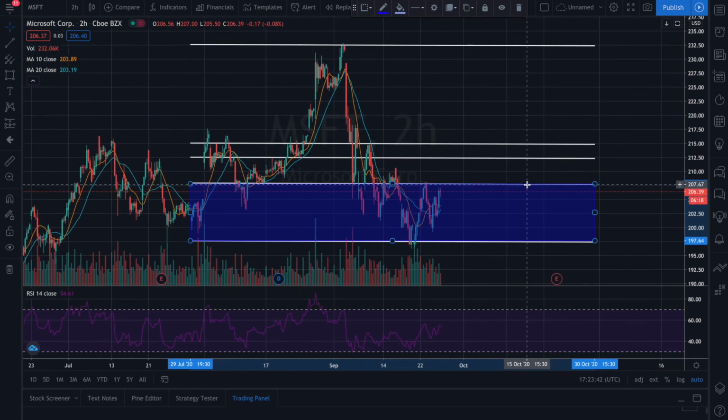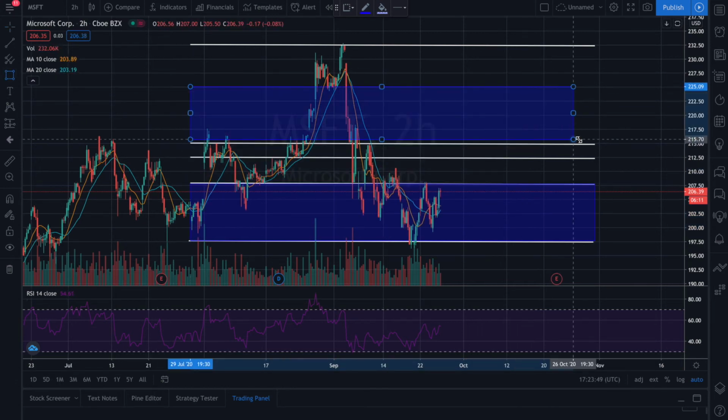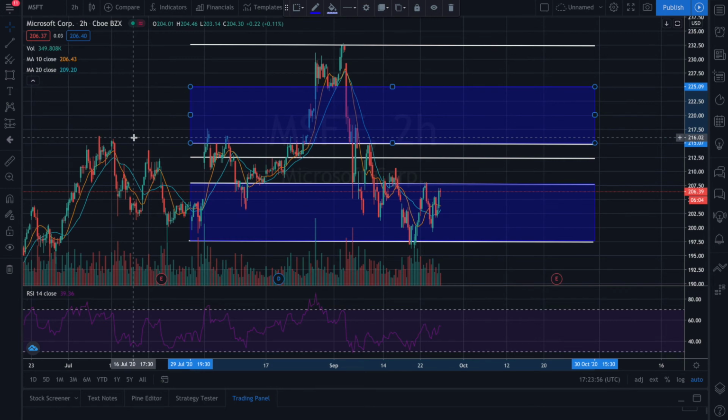Now, when is a proper time, or when is a lower risk time for us to enter the stock? The lowest risk time to enter the stock is going to be above the resistance of $215. That's because, if we look back in the chart, this is the most significant resistance that the stock has had in terms of a breakout since back in July, August. This is where the stock had its big breakout to all-time highs.